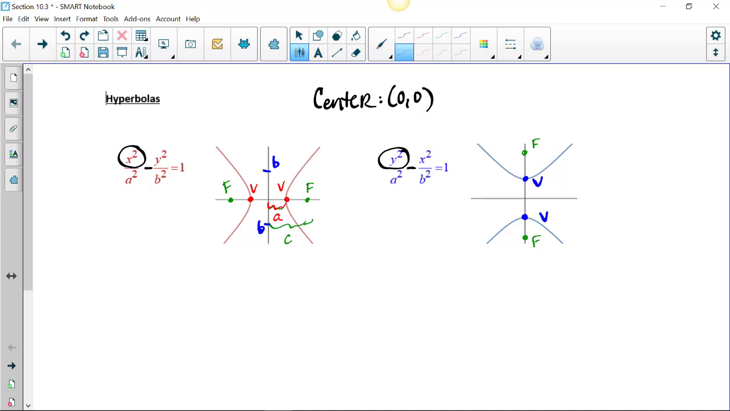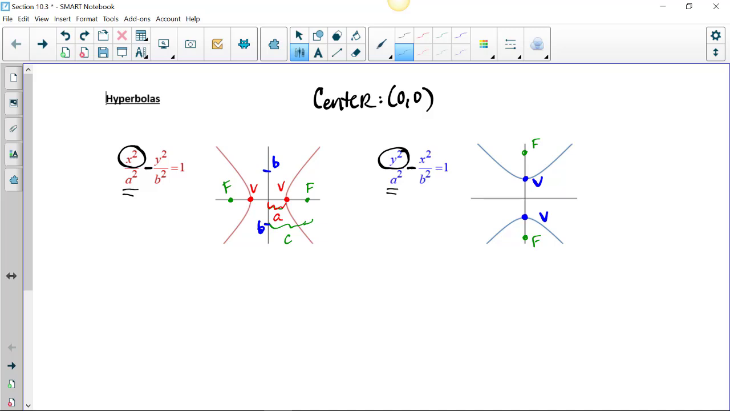Notice how in both cases, a is always in the denominator of the first fraction. So a squared is always first, but a squared is not always larger. With an ellipse, it is, but not with a hyperbola. In a hyperbola, a squared and b squared can be equal, a squared can be larger than b squared, or b squared can be larger than a squared. So we have lots of options there.